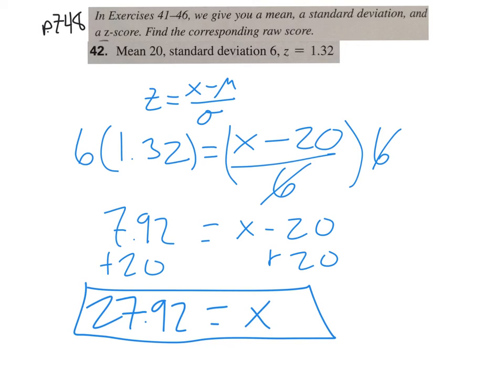So you should at least be able to look at this and make sense out of it to see if your answer is reasonable. We know that our answer has to be above 26 because 26 is exactly 1 standard deviation above. 1.32 means it's a little bit more than 1 standard deviation.